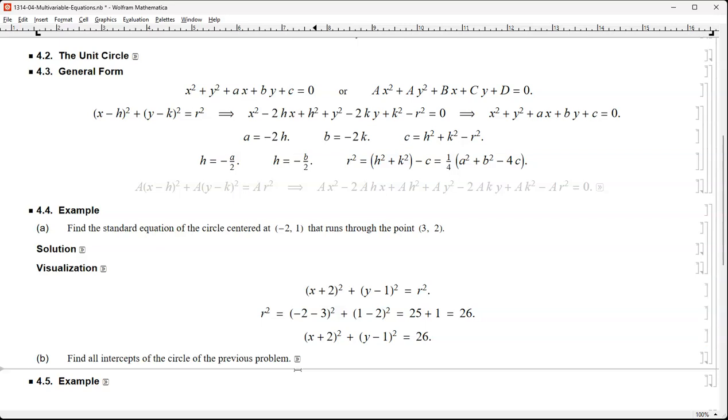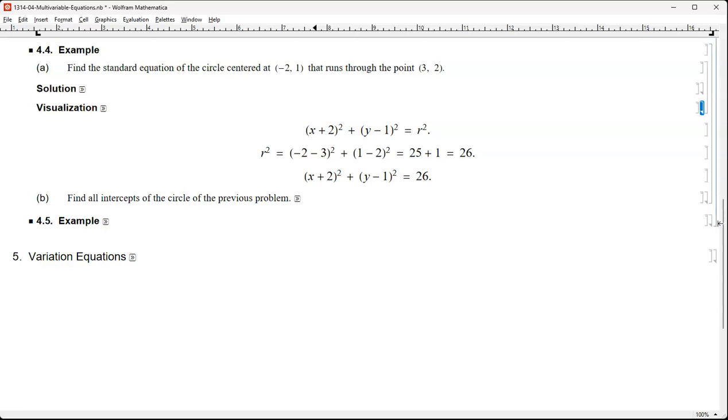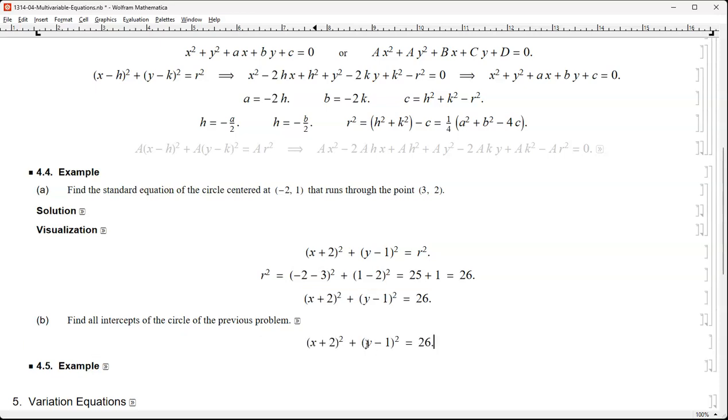Oh, before erasing anything, find all intercepts of the circle of the previous problem. Let's see. Intercepts, we have 1, 2, 3, 4 of them. How do you find those? Well, the same idea. Plug in x is 0 and look for y. Plug in y is 0 and look for x. So if you want the x-intercept, then plug in y equal to 0 and look for x.